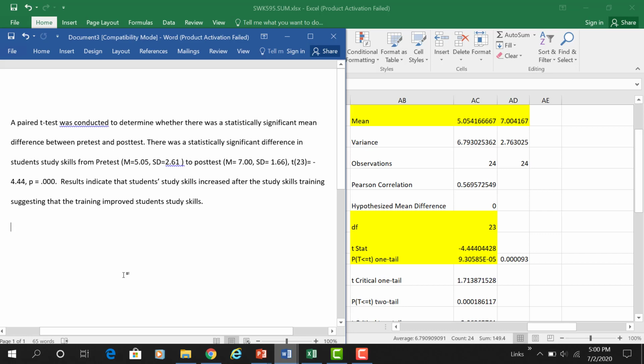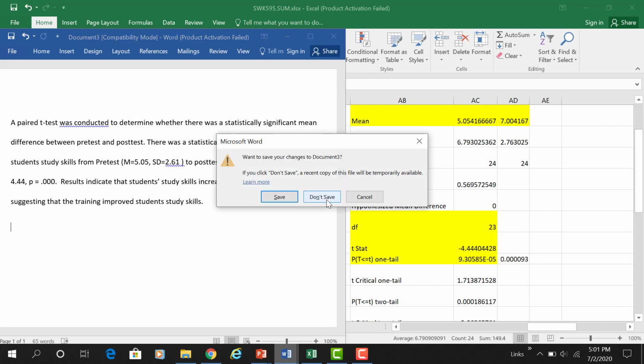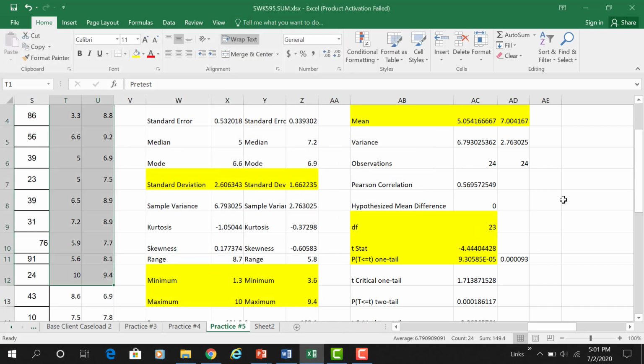Our results indicate that student study skills increased after the study skills training, suggesting that the training improved student study skills. The intervention we gave actually improved their study skills, so our results show that the intervention actually worked. That's how you would report the results of your paired sample t-test. That was it for practice number 5, and that's all you're going to have to do for homework number 5.